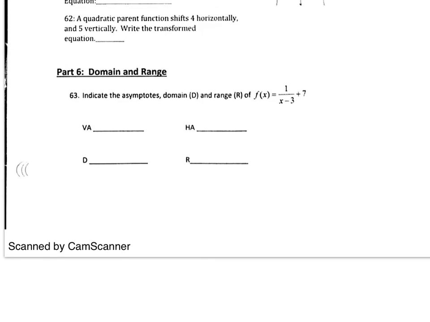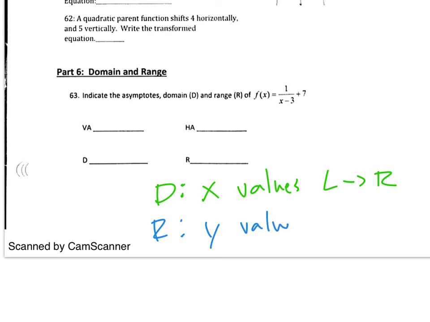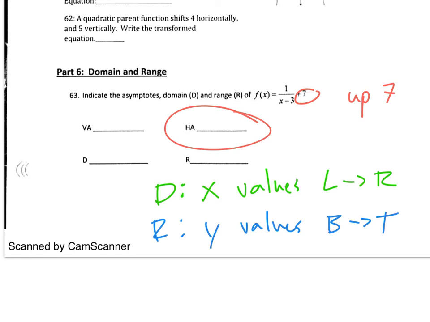Part 6, domain and range. Most important part of this, remember that domain is your x values, and we always measure it from left to right. And range is going to be your y values, and we measure these from bottom to top. Biggest tip for 63, put this on a calculator and graph it to help you visualize it. And then if you think that plus 7, we know it's moving it up 7, that's going to affect our horizontal asymptote. And since it goes right 3, that's going to affect my vertical asymptote here.